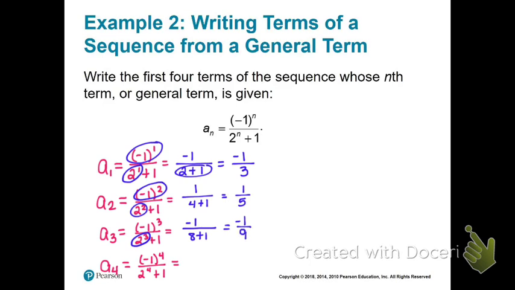And then for my fourth term there, what is negative 1 to the fourth? That's definitely 1. It's a positive 1 over what's 2 to the fourth? 2 times 2 is 4, times 2 is 8, times 2 is 16. Plus 1. So we got 1 over 17, and there's my first 4 terms.